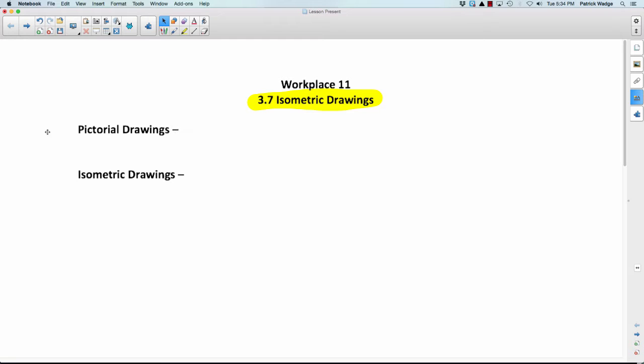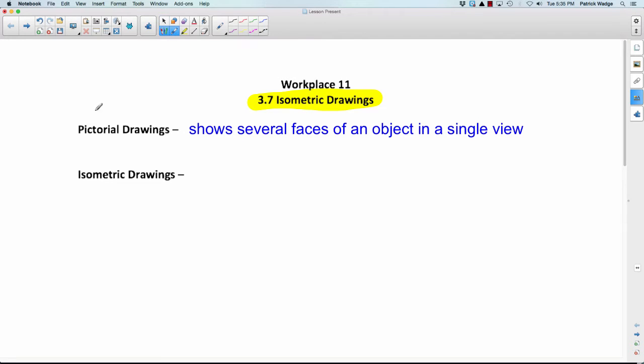So, we're doing a type of pictorial drawing. I guess that's how you say that, pictorial drawing, which shows several faces of an object in a single view. So it's kind of like a 3D view, right? What we did last day, remember, we did the orthographic drawings where we had all the separate views, and the front might look like this and the back might look like that. Those are not pictorial drawings because there's not a single view.